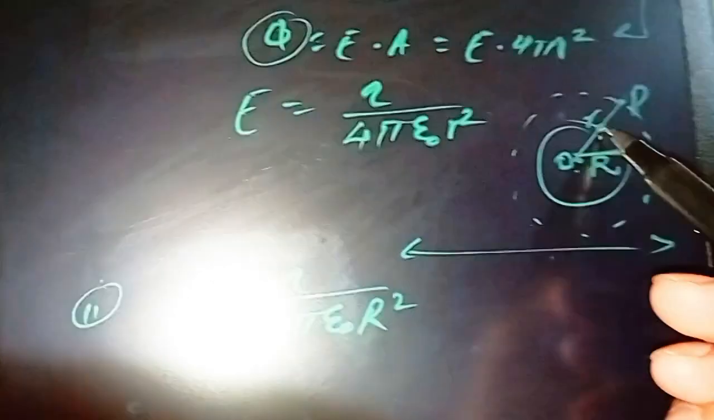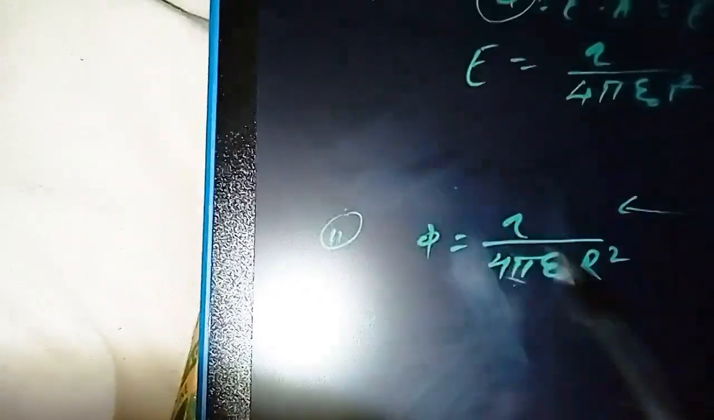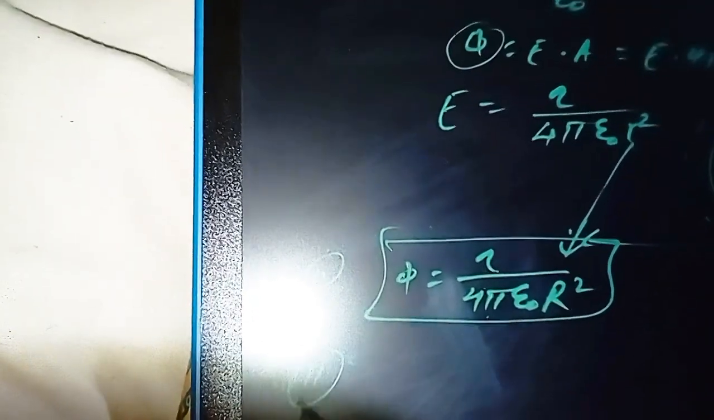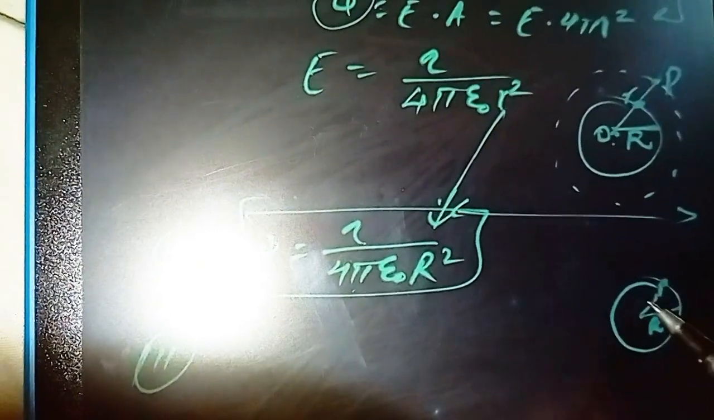Okay, so this one was first, and I'm doing a summary. The second one was when the point was on the surface. Here the point is now on the surface, so small r is equal to capital R, so we can write phi is equal to Q by 4 pi epsilon naught R square. And for the third case, the point P was inside. Like this is capital R, and the point P was inside at small r.